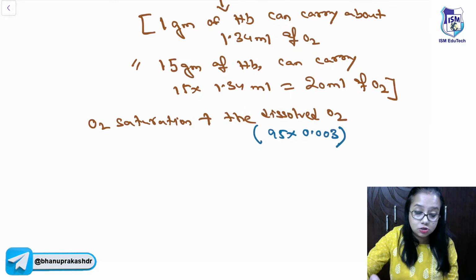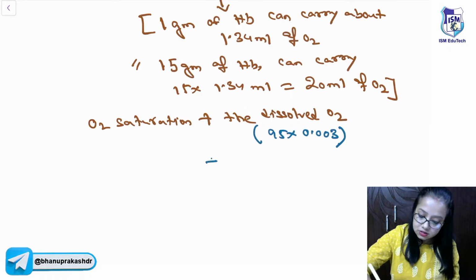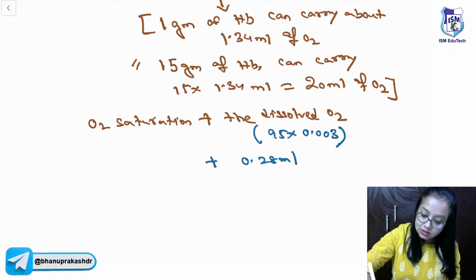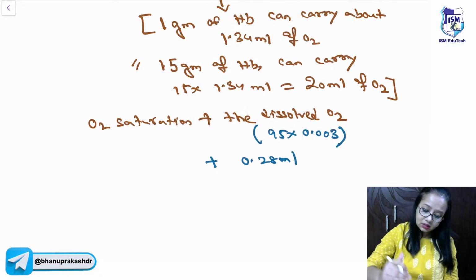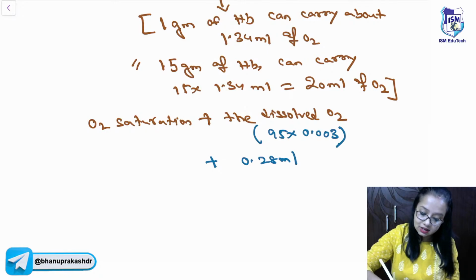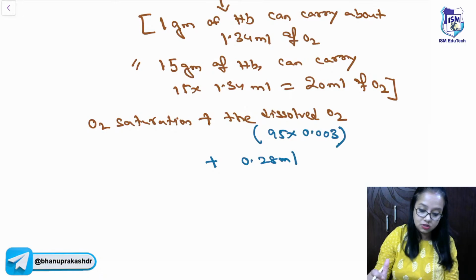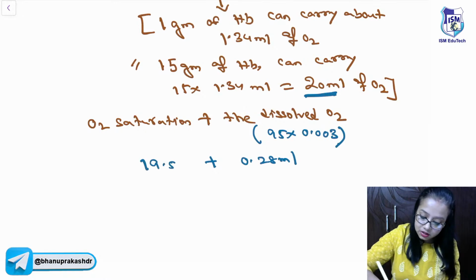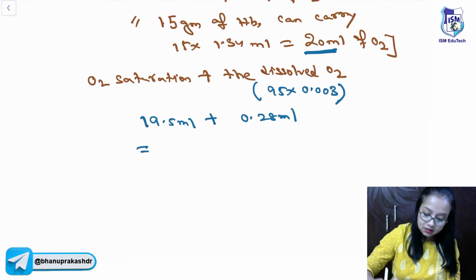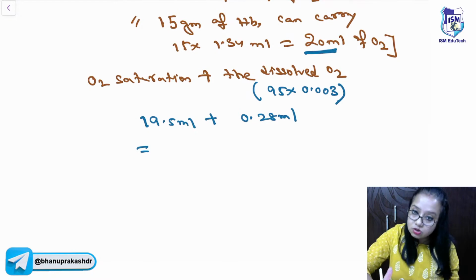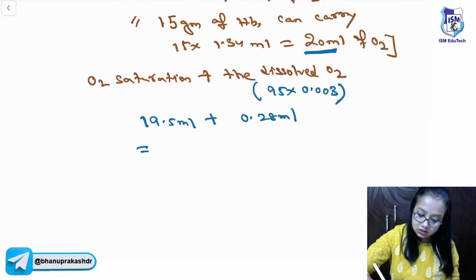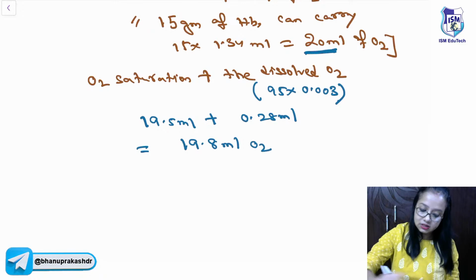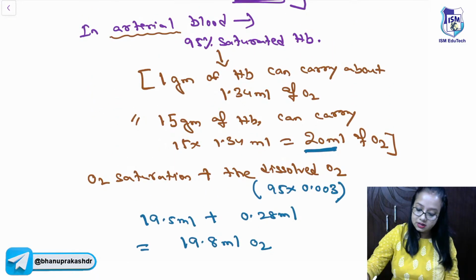It is 95% saturated in the arterial blood, and with its constant 0.003, the dissolved oxygen is about 0.28 ml. Assuming it is 95% saturated, not 100% saturated, the oxygen bound to hemoglobin is about 19.5 ml. So in the arterial blood, the total amount of oxygen is 19.8 ml. It is in the arterial blood.